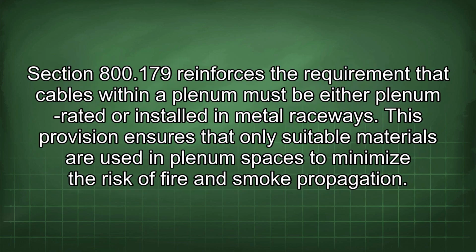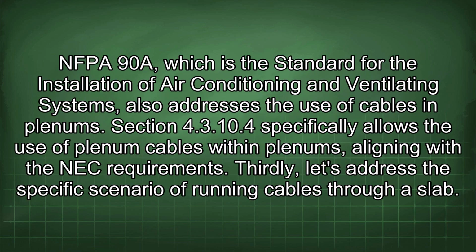Section 800.179 reinforces the requirement that cables within a plenum must be either plenum-rated or installed in metal raceways. This provision ensures that only suitable materials are used in plenum spaces to minimize the risk of fire and smoke propagation. NFPA 90A, which is the standard for the installation of air conditioning and ventilating systems, also addresses the use of cables in plenums. Section 4.3.10.4 specifically allows the use of plenum cables within plenums, aligning with the NEC requirements.